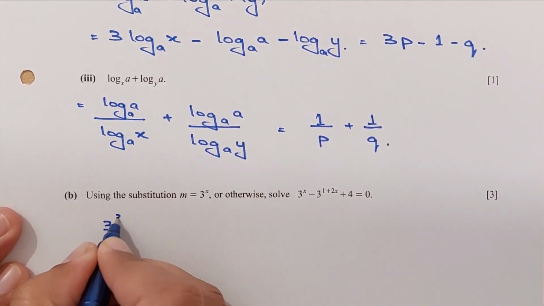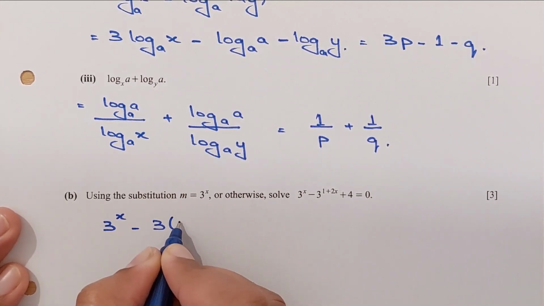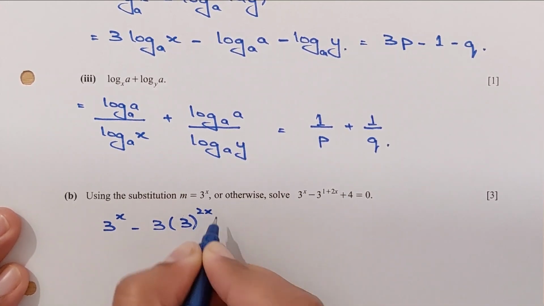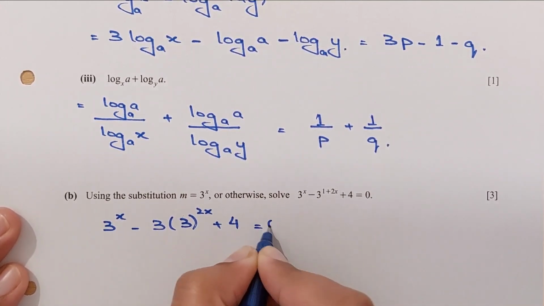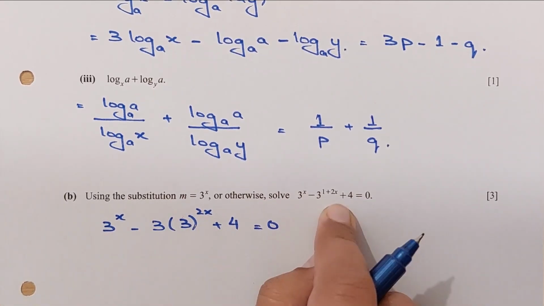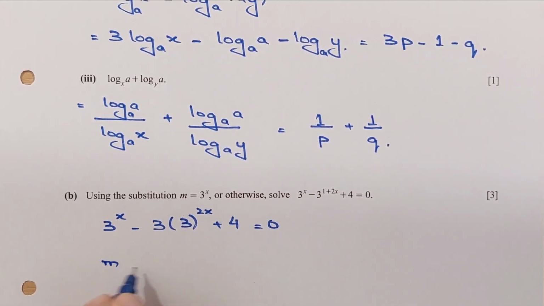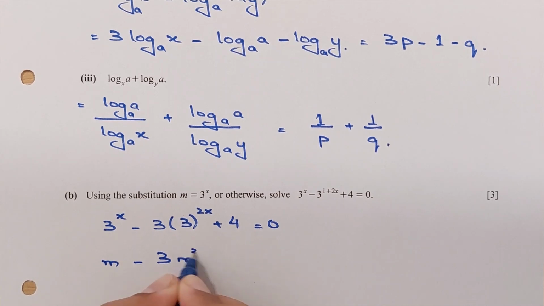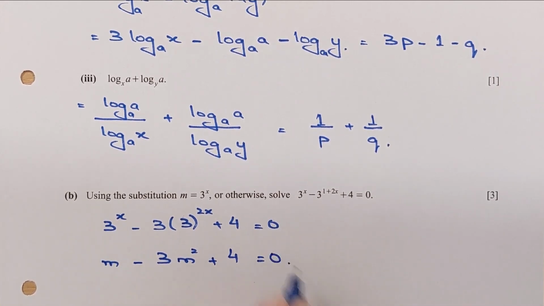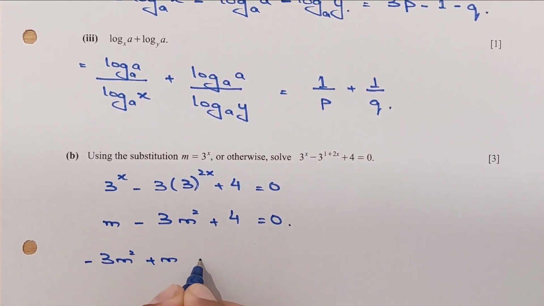So 3 exponent x minus 3 exponent 3 into 3 exponent 2x plus 4 equals 0, because when the bases are the same we can add the exponents. Its exponent is 1 plus 2x, right? So let me substitute m equals 3 exponent x. So this is m minus 3 times m squared plus 4 equals 0. So this is a quadratic equation. Let me arrange this: minus 3m squared plus m plus 4 equals 0, right?